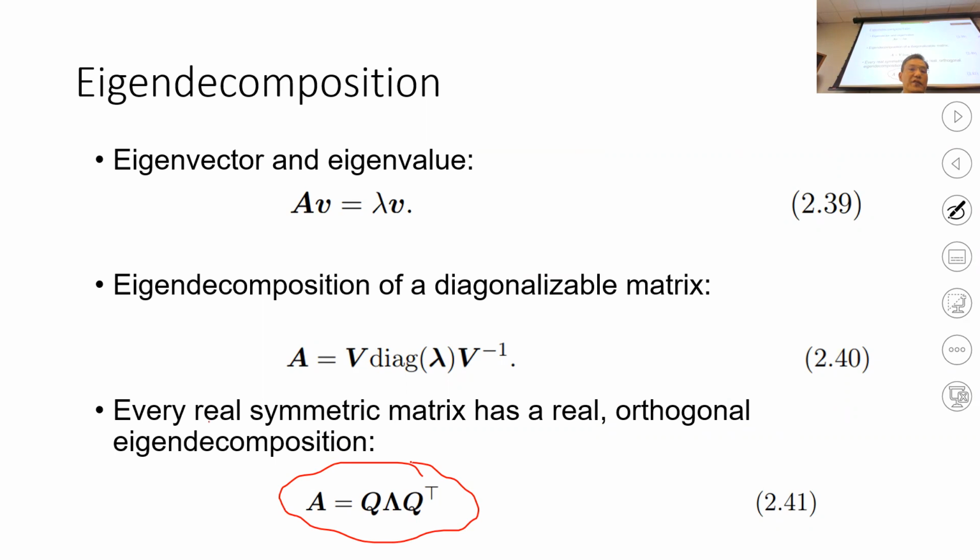Now people also found that if your A is real, with no imaginary numbers, real numbers in the matrix, and also symmetric, then the outcome Q has multiple vectors in there. Those vectors will be orthogonal.